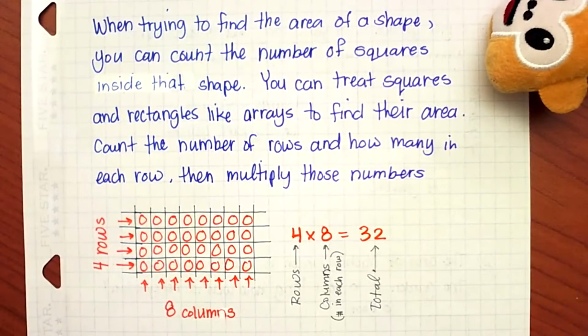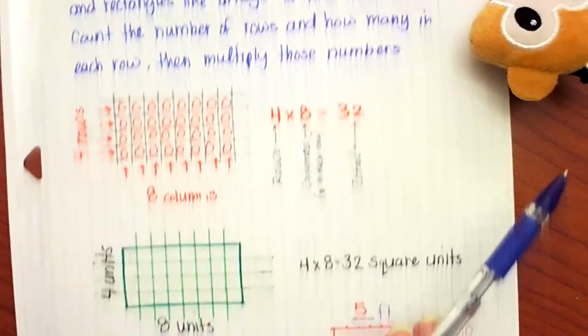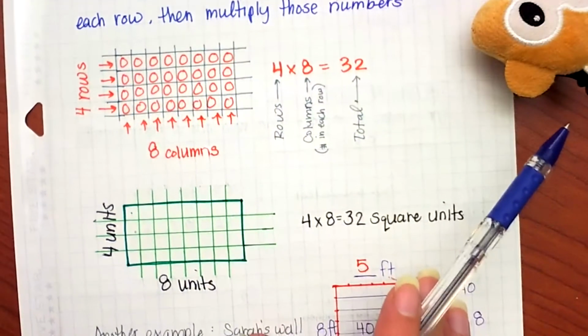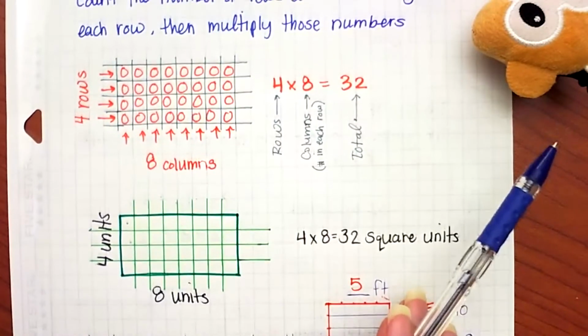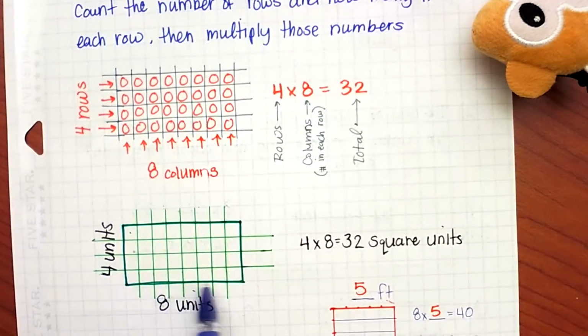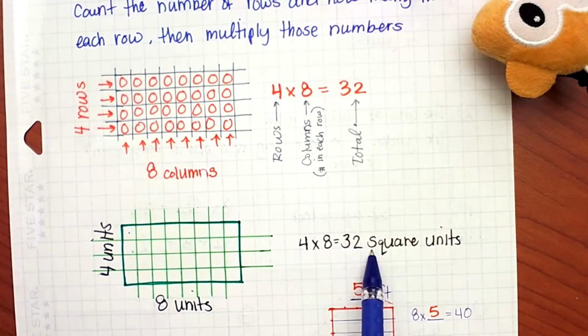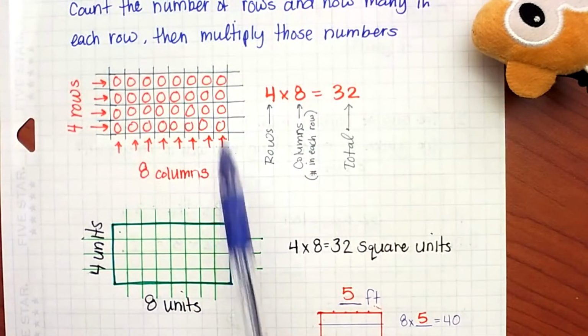So if I made an array over here that had 4 rows with 8 in each row, I would multiply 4 times 8 to get 32. Now, if I drew that same amount as a rectangle, 4 units on this side with 8 units on this side, 4 times 8 is going to give me, again, 32 square units. So these are very similar, the way you calculate them.